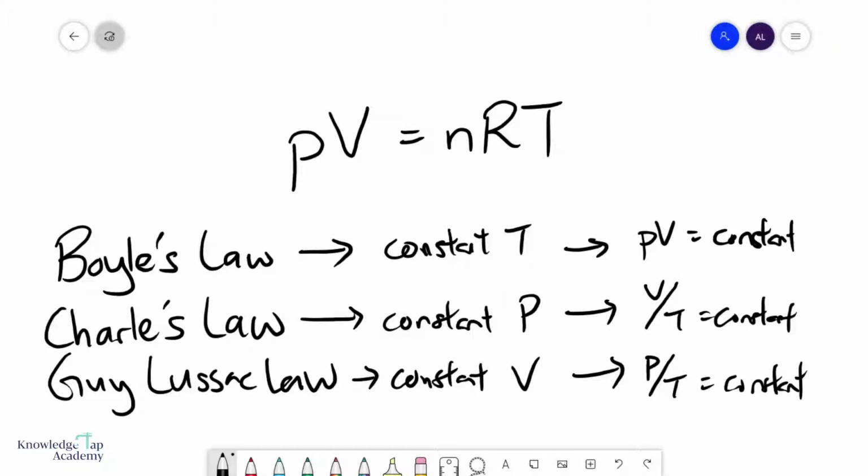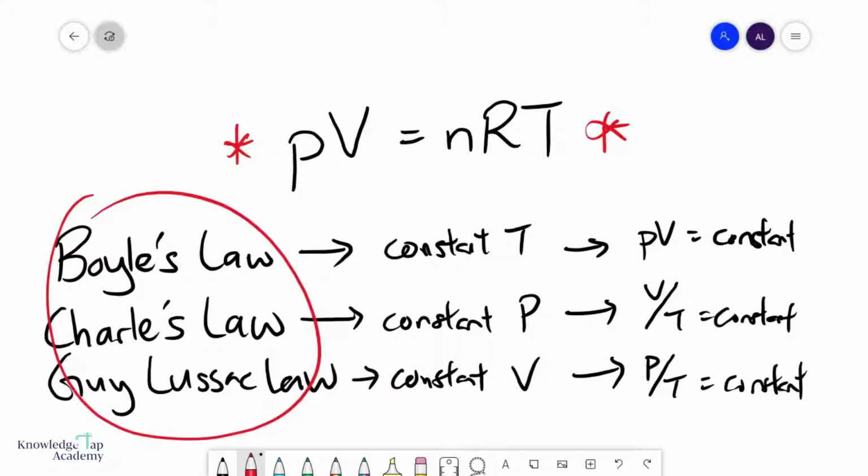So in this video, we're going to talk about the ideal gas law, PV = nRT. And just for your information, the ideal gas law is based on these three fancy laws here. And they're quite basic. You don't really have to know them, okay?